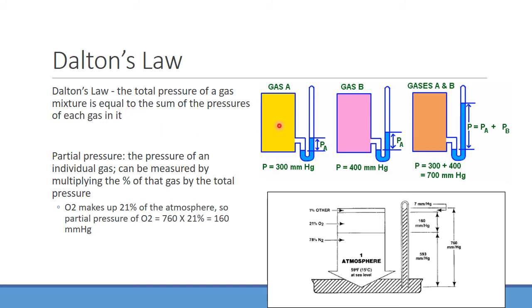Basically, if I put gas A here, which has a pressure of 300 millimeters of mercury, plus gas B, 400 millimeters of mercury, the total should equal 700. Okay, so all going to be summative in those cases. The partial pressure is just the pressure of an individual gas, measured by multiplying the percent of that gas by the total pressure. So for instance, taking the atmospheric pressure of 760 millimeters of mercury, times 0.21, I'm getting the partial pressure of oxygen in the atmospheric air. So here you'd see that it makes up roughly 160 millimeters of mercury. Okay, that would be at sea level. Obviously, that would be changed by altitude in several cases.